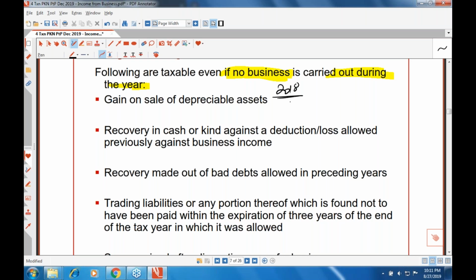Next, recovery in cash or kind against the deduction or loss allowed previously against business income. Like for example, you claimed a bad debt of 5 million rupees in a year. Now, in the next year or in a year or two, around 2 million out of that 5 million is recovered. Then what is actually going to happen is that those 2 million are going to be taxed in the year in which they are received.